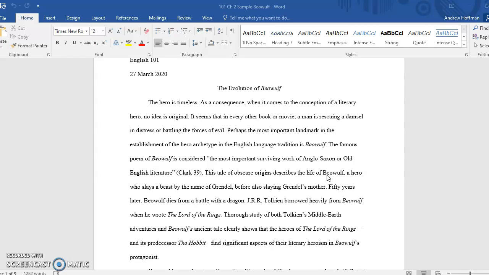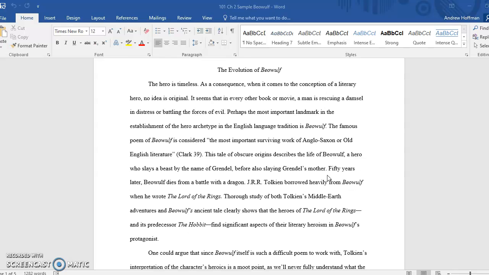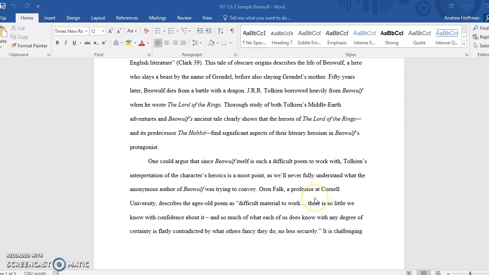Okay, so there's your introduction. Hook, subject, thesis. I'd say it's not perfect, but it's very strong, and especially the ideas.